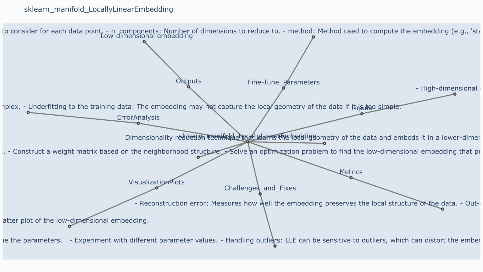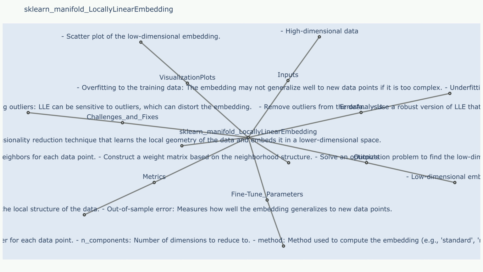sklearn.manifold.LocallyLinearEmbedding. Description: Locally linear embedding (LLE) is a nonlinear dimensionality reduction technique that seeks to preserve local neighborhood relationships in the lower-dimensional space. It assumes that each data point can be linearly reconstructed from its neighbors, and aims to find a low-dimensional representation that maintains these local relationships.